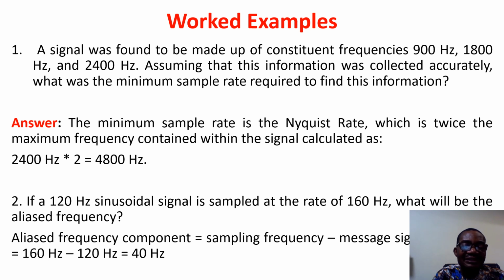If a 120 Hz sinusoidal signal is sampled at the rate of 160 Hz, what will be the alias frequency? The alias frequency component is equal to the sampling frequency minus the message signal, which is equal to the sampling frequency, which is 160 Hz, minus the sinusoidal signal, which is 120 Hz. So the difference between them gives us 40 Hz. That is the aliased frequency.